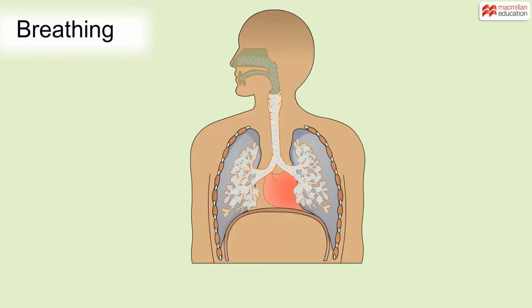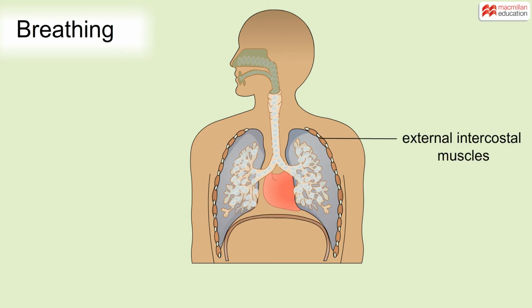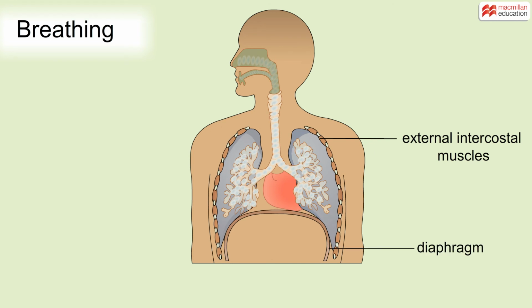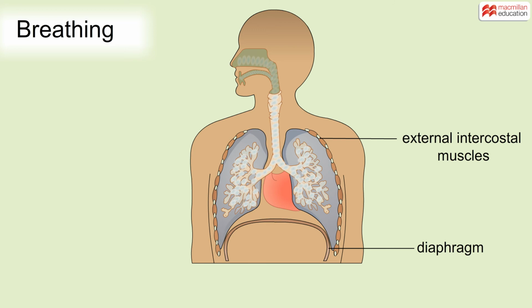Breathing is the passage of air in and out of the lungs. During inspiration, the external intercostal muscles contract, raising the rib cage. As a result, the diaphragm lowers and flattens, thereby increasing the volume of the thorax. When the volume increases, there is a drop in the pressure in the thorax, which causes the air to enter.